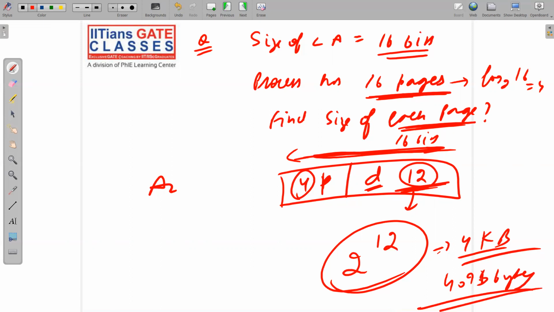I have just converted it. 4 KB means 4 into 2 power 10. 1 KB is 2 power 10, and 2 power 10 is 1024. So 4 into 1024 is nothing but 4096. Take the snapshot. I will jump to the next slide.